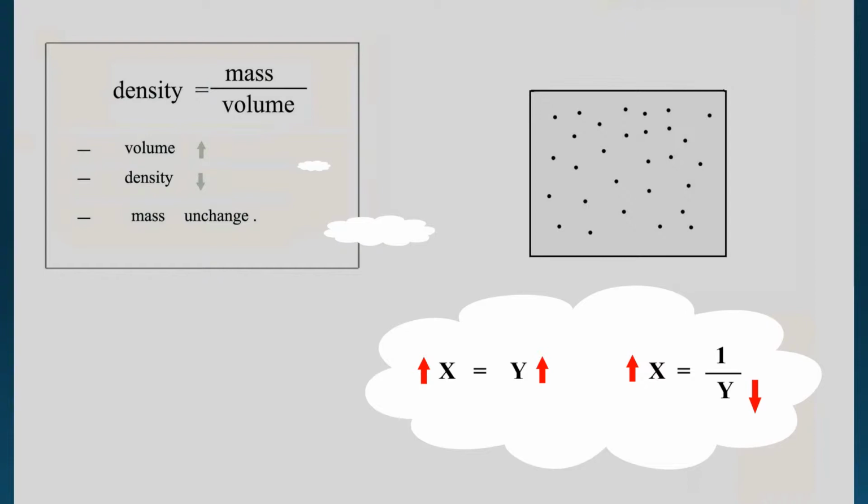You don't believe me? Let's try. If x equals 10, y equals 1 over 10, smaller. When x equals 100, y equals 1 over 100. So now you can see that when x goes bigger, y goes smaller. So please bear this equation in mind.